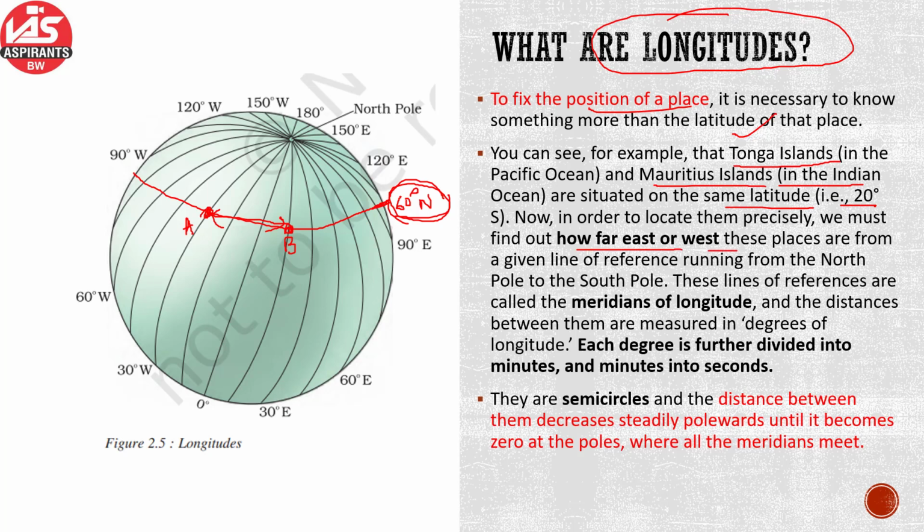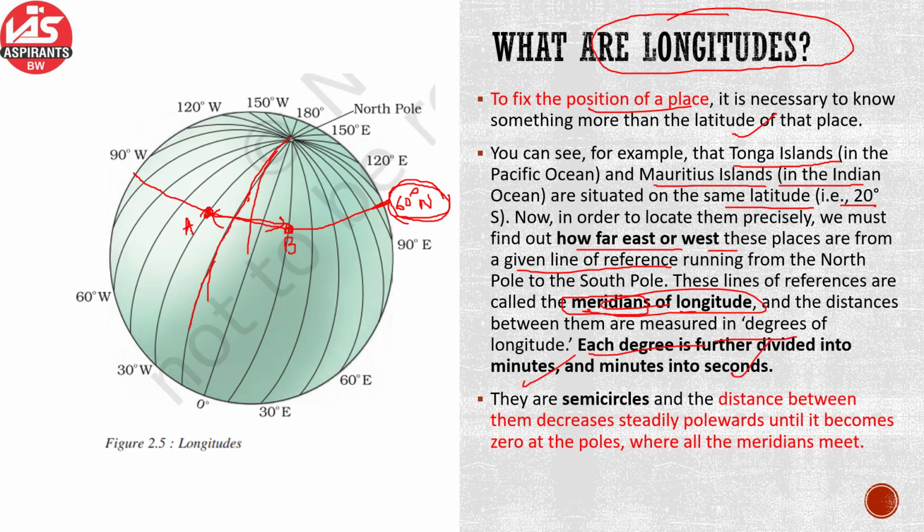But how far east or west these places are from a given line of reference, that will determine the exact or the precise position. So these lines of reference which are running from north to south, okay, so you can see the lines here. These are running from north to south. The latitudes were running from west to east, right? Longitudes here are running from north to south. Now these lines of reference are known as meridians of longitude. Okay, and the distance again between them is measured in degrees. In latitudes also we were measuring in degrees, in this also we will measure in degrees. And obviously we know a degree is further divided into minutes and minutes are further divided into seconds.